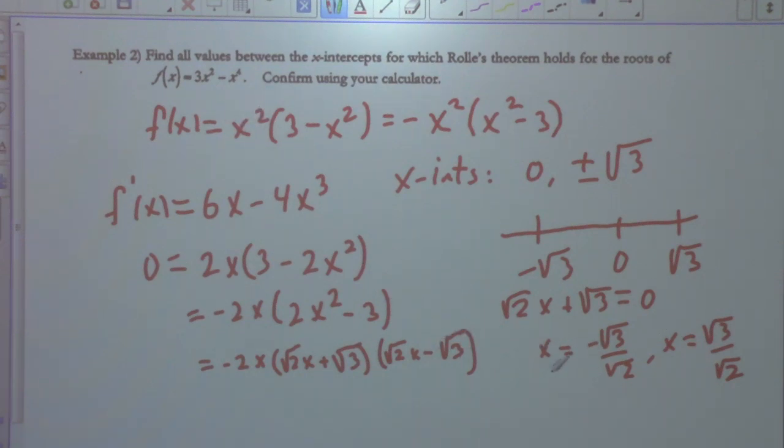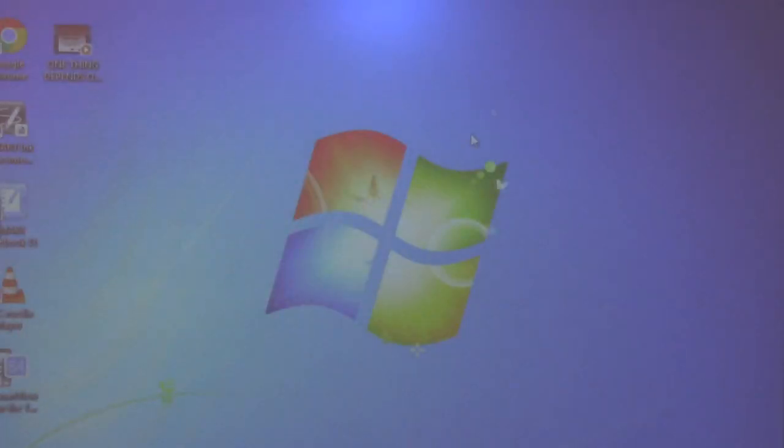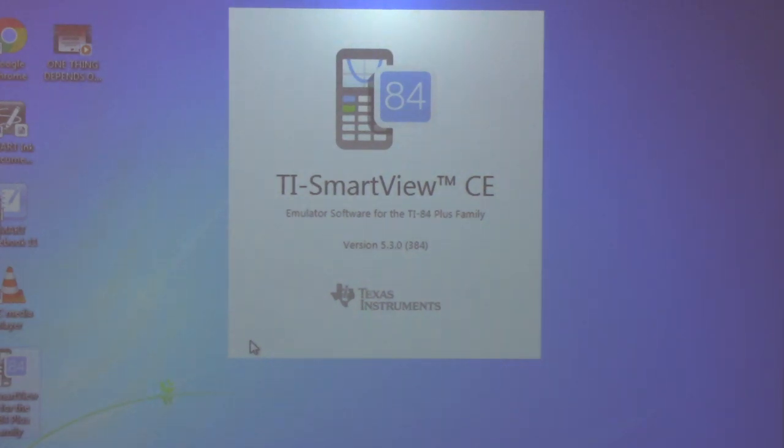So what I want you to do is look at where it says confirm using your calculator. Well, we have 3x squared minus x to the 4th. What would you get? Did you solve that yet?